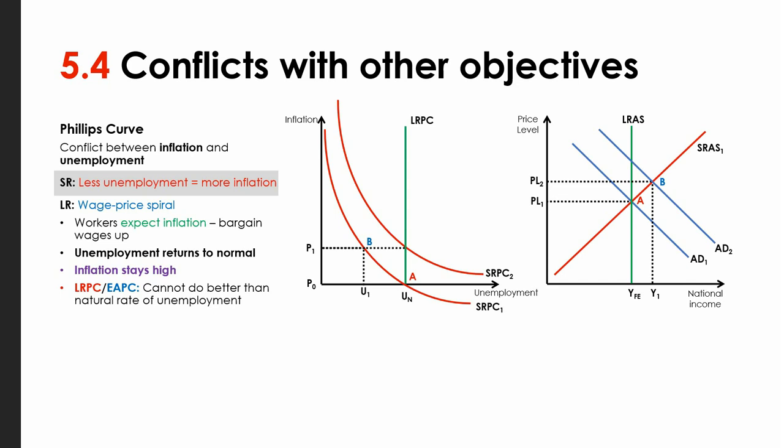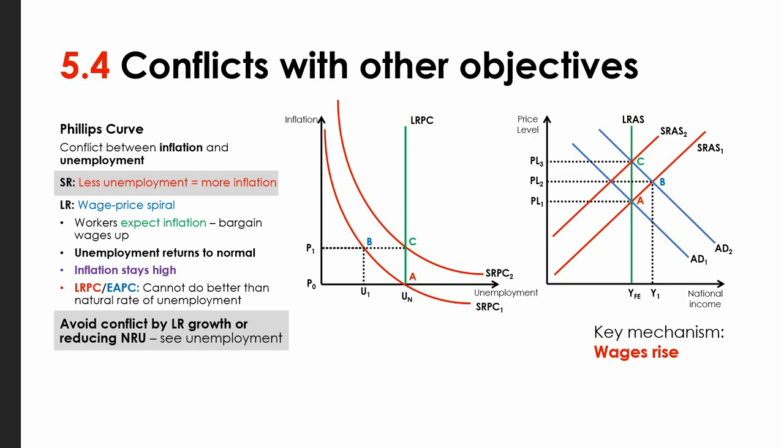There will be reduced unemployment, but there's going to be inflation. But in the long run, this inflation puts upwards pressure on wages, and we end up back where we were at C. The key mechanism is that in both cases, it's the same idea. Wages are rising, and that returns us to where we were, our full employment level, our natural rate of unemployment, and leads to higher inflation. We can, of course, therefore avoid conflict if, rather than using short-run demand-side policies, we use long-run supply-side policies. Policies that increase long-run aggregate supply, increase long-run growth, or reduce the natural rate of unemployment. And for both of those, see previous videos.